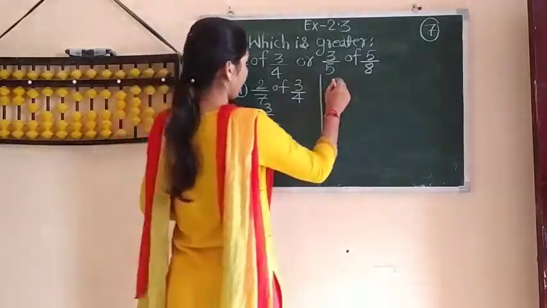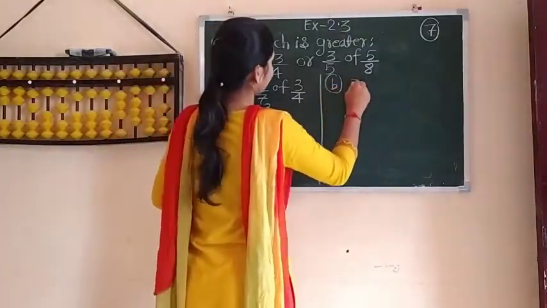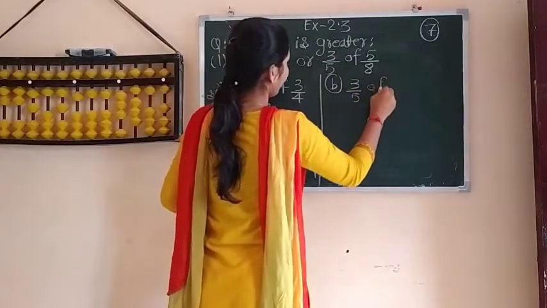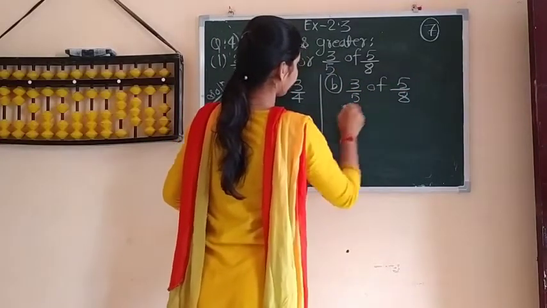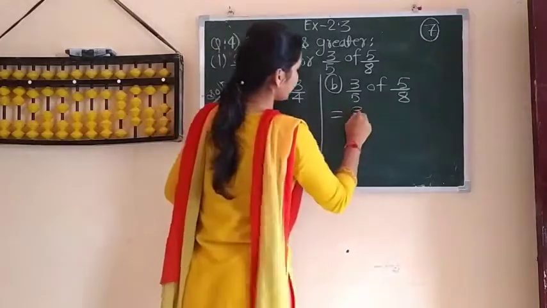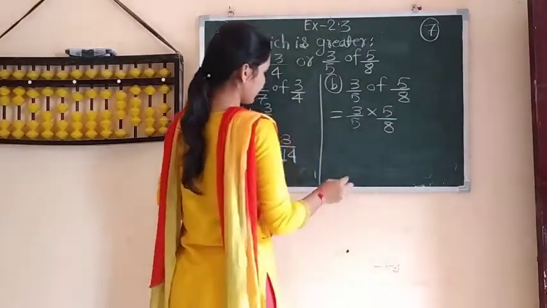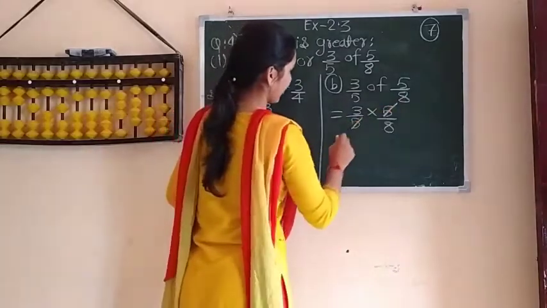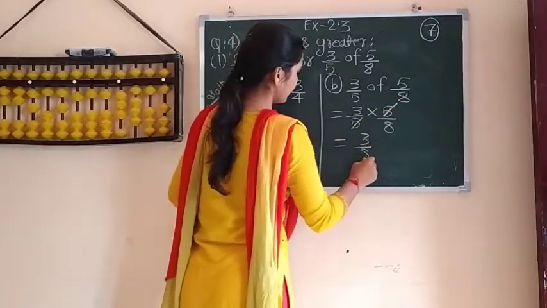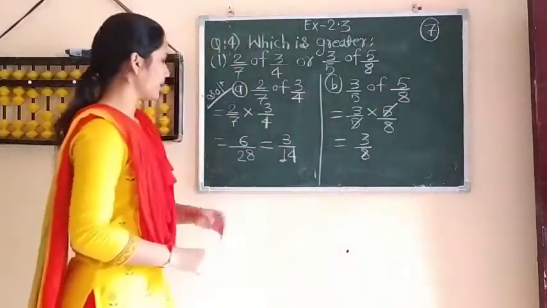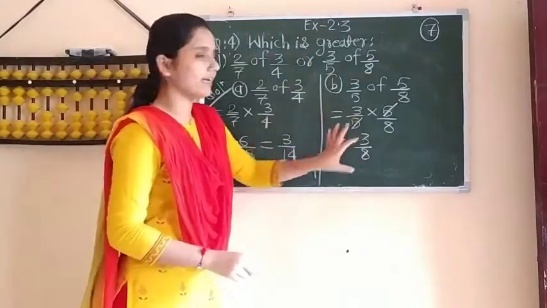Okay, now B, 3 by 5 of 5 by 8. So replace "of" by the multiplication sign. Okay, now cancel this 5, you can cancel it. So what is remaining here? 3 by 8. Now you have to compare 3 by 14 and 3 by 8.